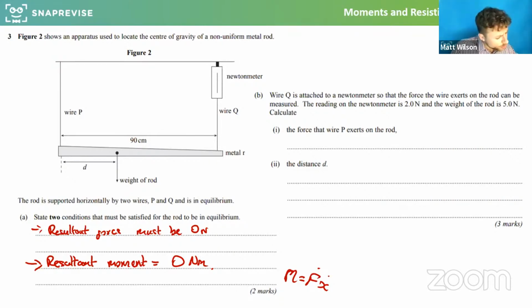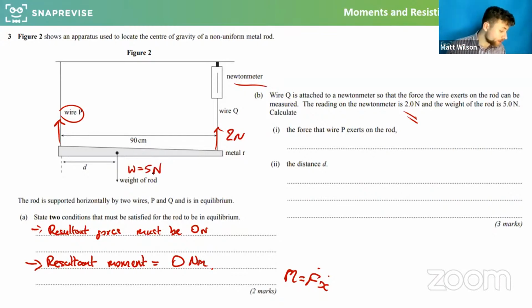Okay. Wire Q is attached to a Newton meter so that the force the wire exerts on the rod can be measured. The reading on the Newton meter is 2 newtons, and the weight of the rod is 5 newtons. Calculate the force that wire P exerts on the rod. Okay, so let's take a look. We have wire P over here. It must be exerting an upwards force. We have wire Q over here. We were just told that that is exerting a force of 2 newtons because that's the reading on the Newton meter. So we have 2 newtons over here. And then we have the weight of the rod, which is 5 newtons.